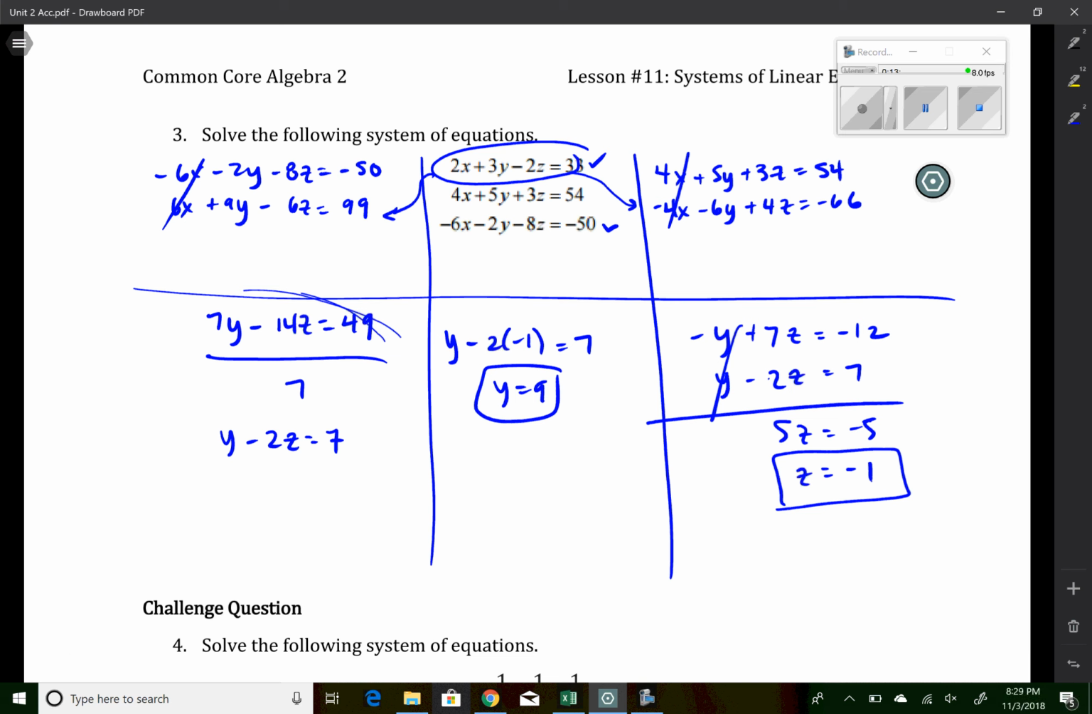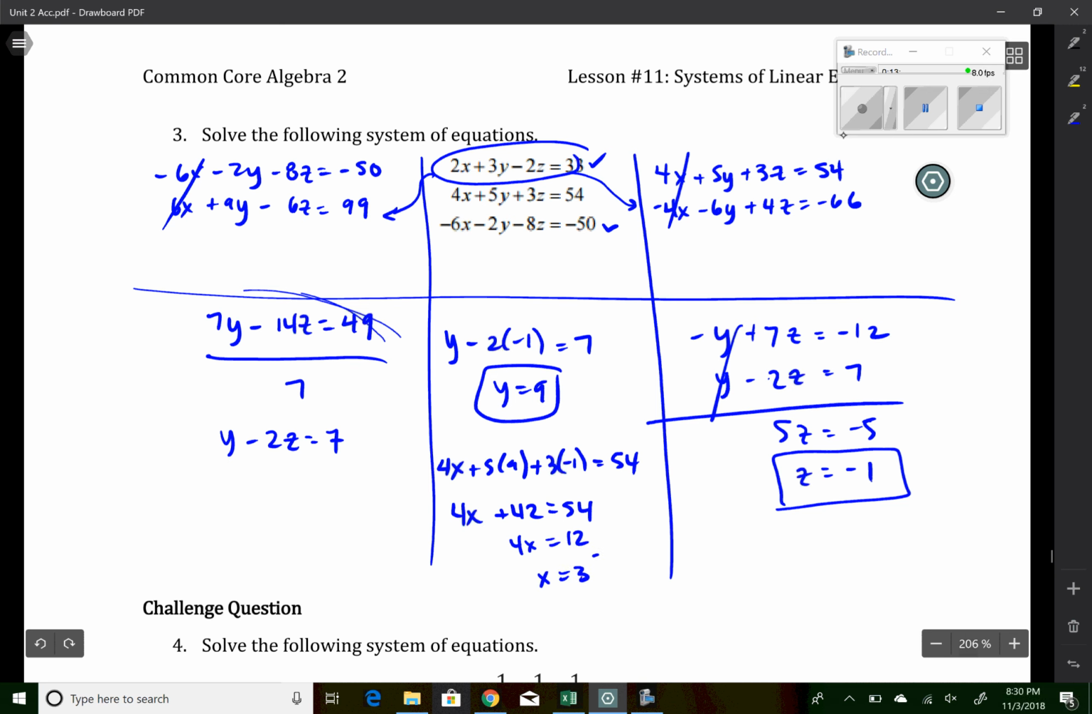So I know y and I know z, so if I do 4x plus 5 times 9 plus 3 times negative 1 equals 54. So we got 45 minus 3, so 42, plus 4x equals 54, or 4x equals 12, or x equals 3. Look at that.